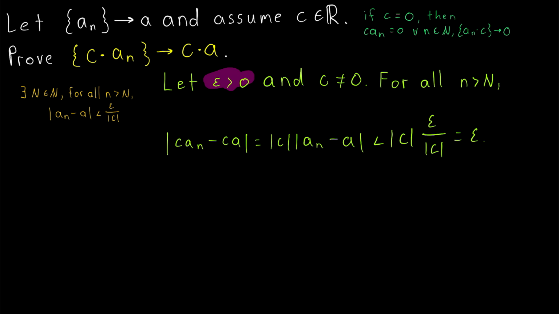So, given any epsilon greater than 0, and provided that c is not equal to 0, we can find a number big N, so that every term of our sequence after the big Nth term is within epsilon of c times a. If c is equal to 0, then c times a is 0, and every term of our sequence is 0, and thus, it being a constant sequence, it converges to that value of 0. Thus, if a_n is a sequence converging to a, and c is some real number, then the sequence c times a_n converges to c times a.